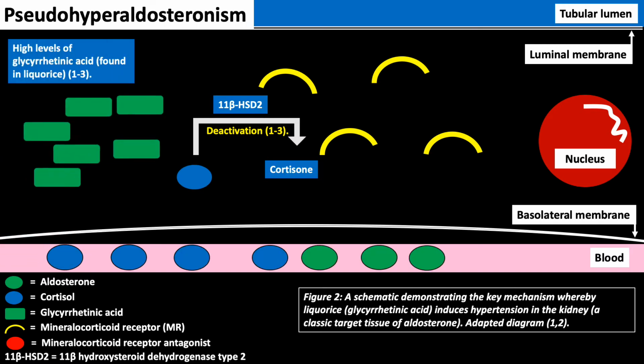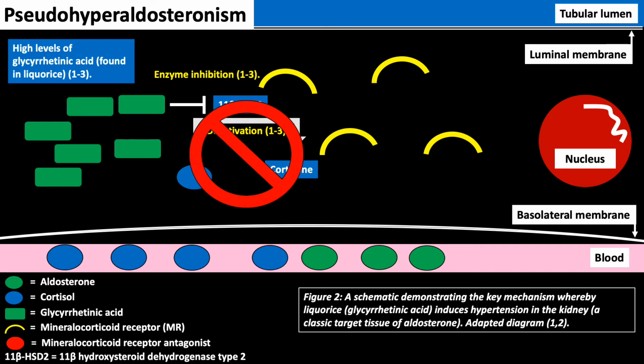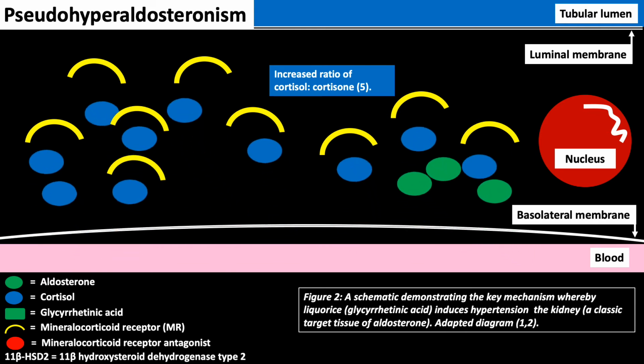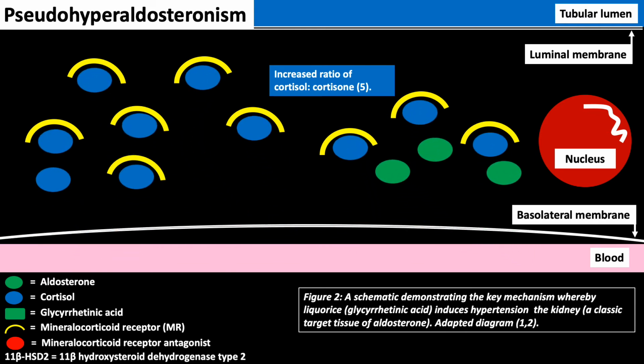Glycyrrhetinic acid is an active compound of licorice that may cause pseudohyperaldosteronism when present at high levels. It inhibits 11-beta-HSD2, thereby stopping the conversion of cortisol to cortisone. The ratio of free cortisol to cortisone increases, leading to overactivation of the receptors.